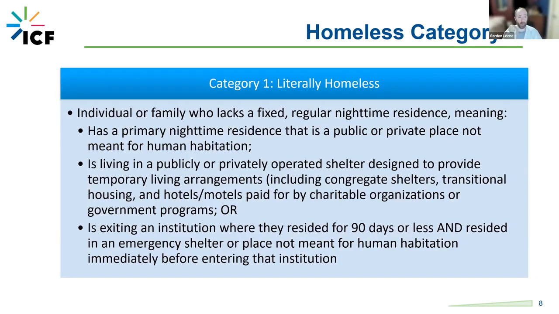So that's A. Or B, they're living in a publicly or privately operated shelter designed to provide temporary living arrangements, which includes congregate shelters, non-congregate shelters, which is hotels or motels paid for by charitable organizations or government programs, or transitional housing.